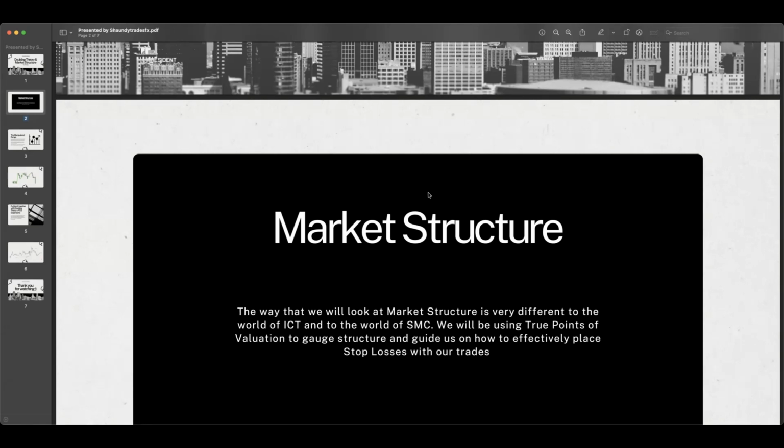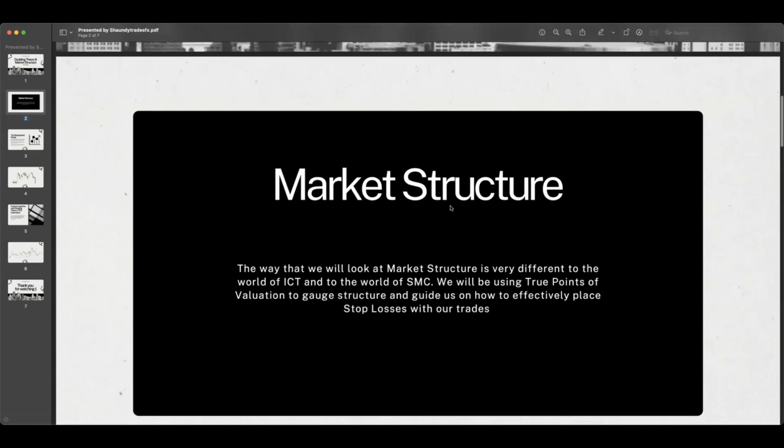Okay, so now market structure. What is market structure? The way that I look at market structure, and the way that we look at it in the Trading Academy, is very different to the world of ICT and smart money concepts. We will be using true points of valuation to gauge structure and guide us on how to effectively place stop losses with our trades. That is the philosophy we take when we view market structure from the lens of the Trading Academy.